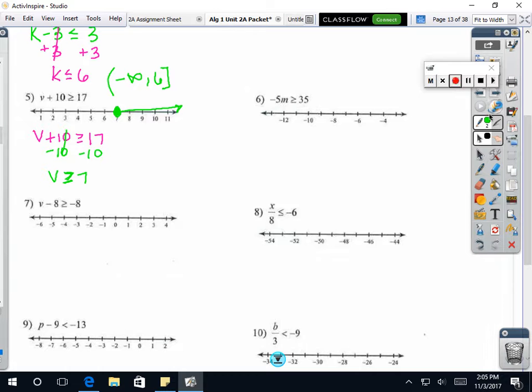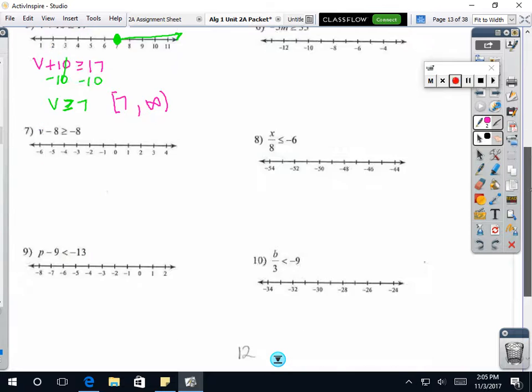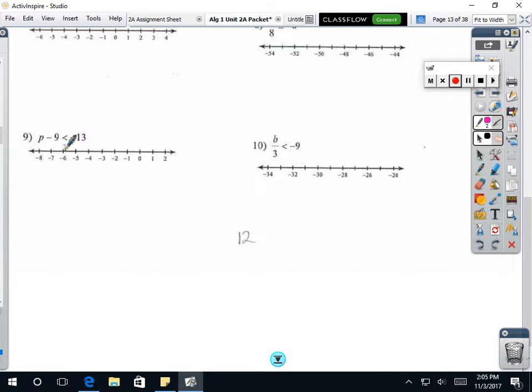Okay, now let's write it in interval notation. How far left does the shading go? 7 is the furthest left. What's the furthest right? Infinity. You always put a parenthesis on infinity. You put a bracket on 7, not because it's a number, but because it's included in the solutions. It actually works.